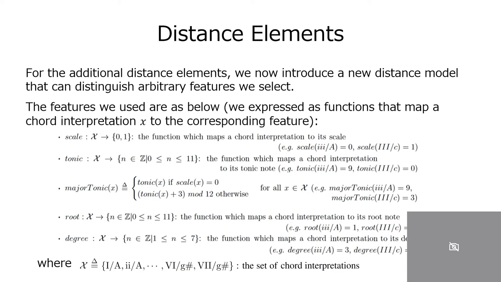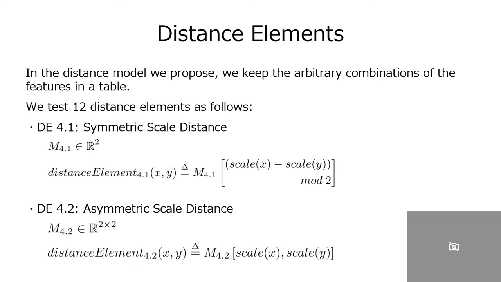These are defined as functions, which map a chord interpretation to the corresponding integer values. One can, of course, define other kinds of features, like chord inversions, detailed qualities, or beat information, depending on the task. Then we can define an additional distance element as a combination of those features. Concretely, they are defined in the form of tables.